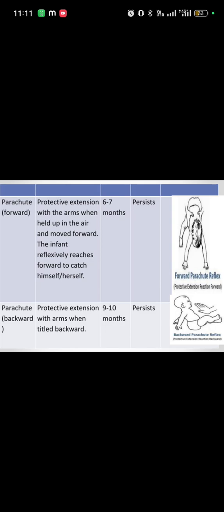Parachute backward. When the baby's body is tilted backward, it puts the arms back as a supportive position. That is parachute backward. Parachute forward appears at 6 to 7 months and persists, and parachute backward appears at 9 to 10 months. This is regarding reflexes. If you read the description and see the pictures, you will understand.